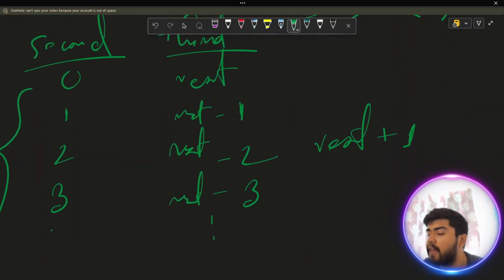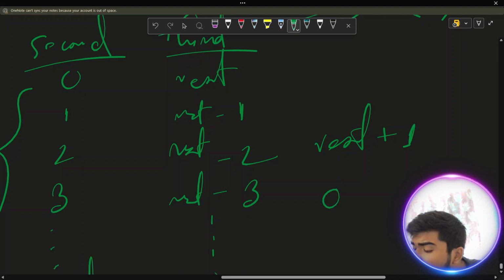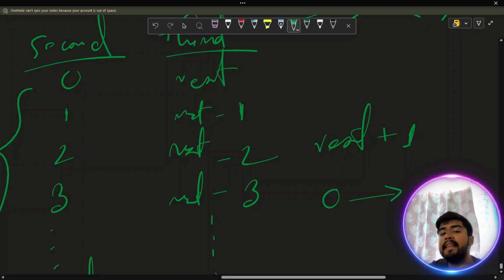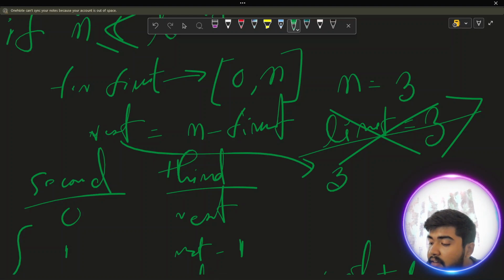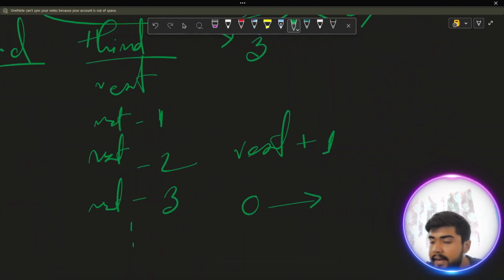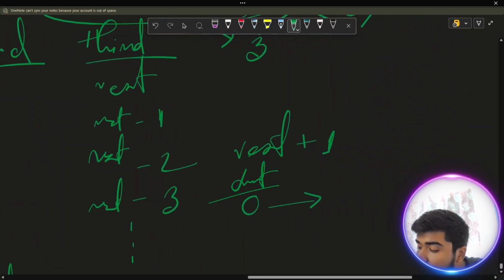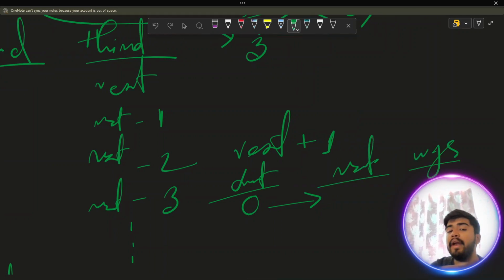When I am assigning 0 candies to the first, what is my rest value? n minus first, that is 3 minus 0, that is 3. So my rest is coming out as 3. If I write it in tabular form, this is my first value, this is my rest value, and this is my ways. When I assign 0 candies to first, we know my n is 3, so my rest is n minus first, 3 minus 0, which is 3.